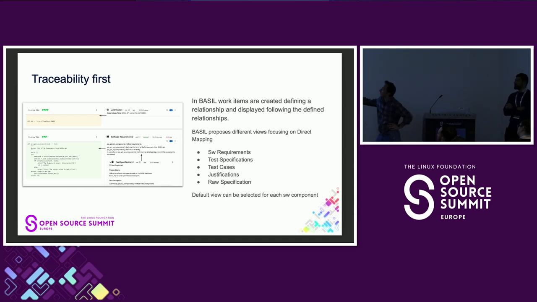So you can see that this is a normal view of the tool. On the left side, you see the reference document that is divided in sections. And for each section, you can see the related work items that you can create. Now you can nest work items in any way that you want.